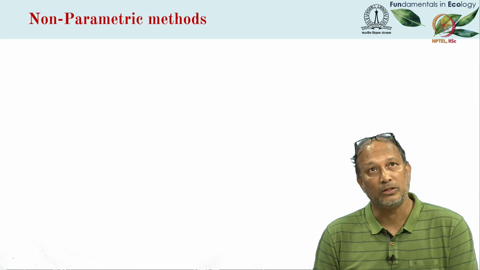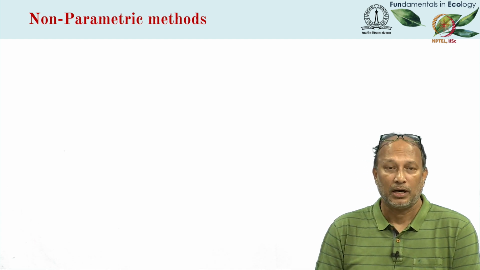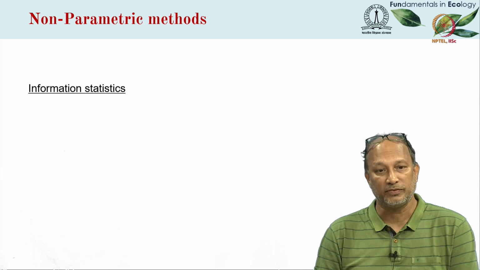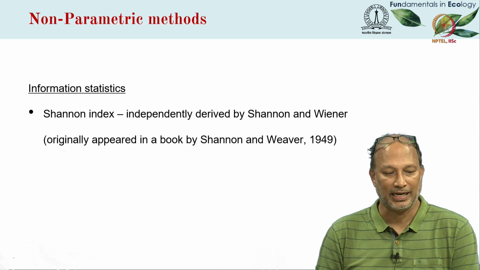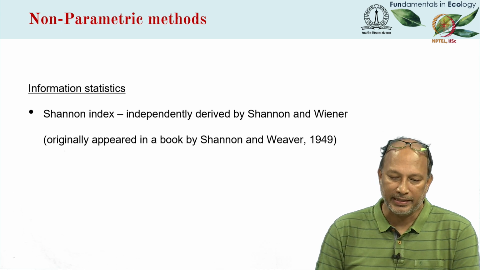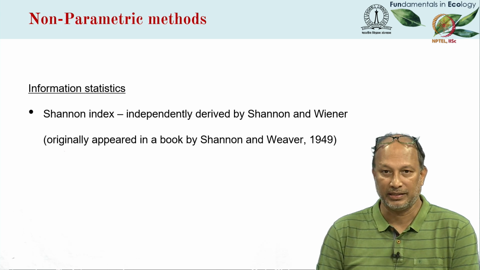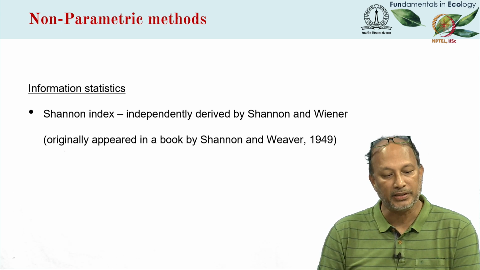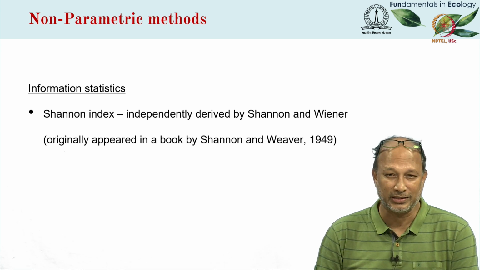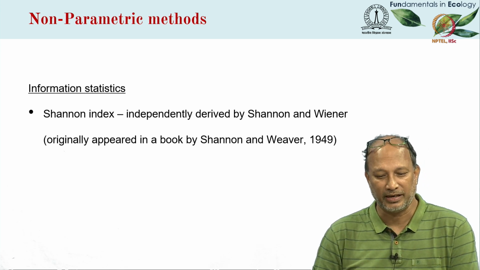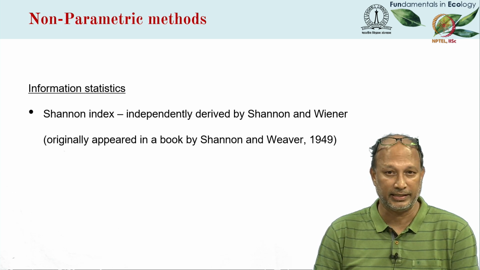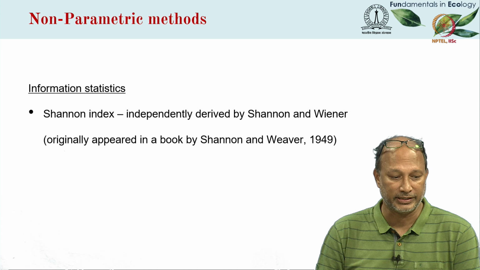Much more widely though, people have used non-parametric methods, and the most widely used of these comes from information statistics. It's known as the Shannon index. It was independently derived by both Shannon and Wiener, and appeared in a book by Shannon and Weaver in 1949. So in the literature you'll find it referred to as the Shannon-Wiener index, the Shannon-Weaver index, just the Shannon index, and so on. They all refer to the same thing.